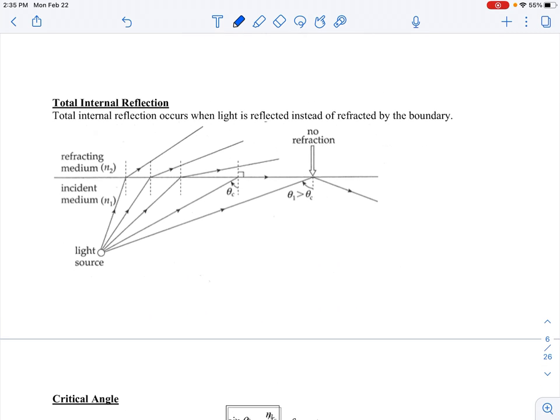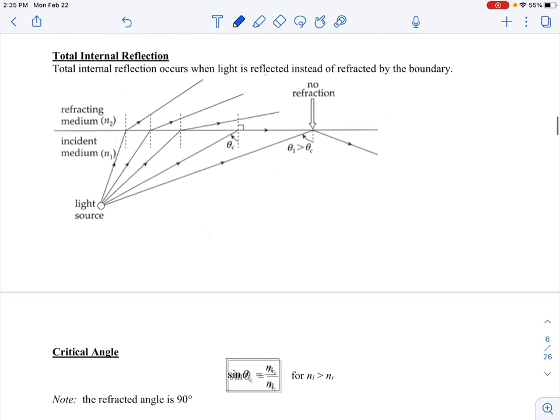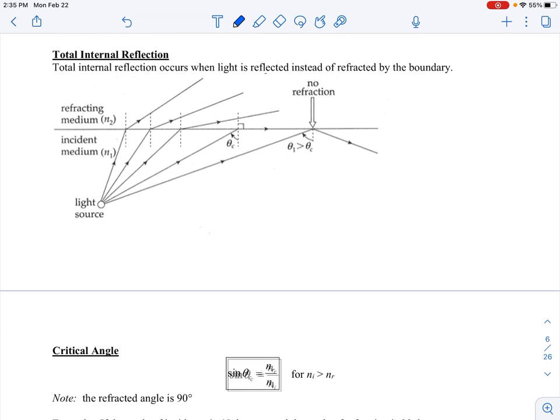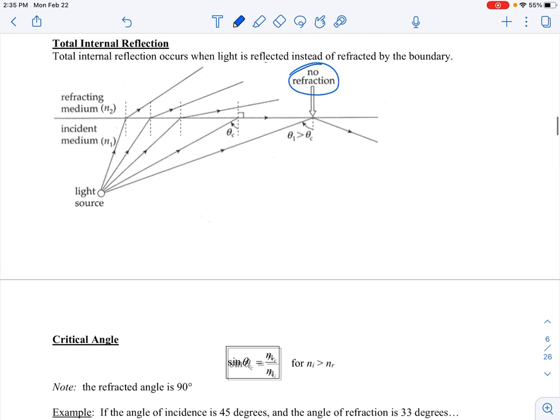Okay, final big idea for today, total internal reflection. What happens when we get to a certain critical angle is that we don't have bending of light. We actually have no refraction at all. The light stays inside. The boundary between refraction and reflection is having a refracted angle of 90 degrees.